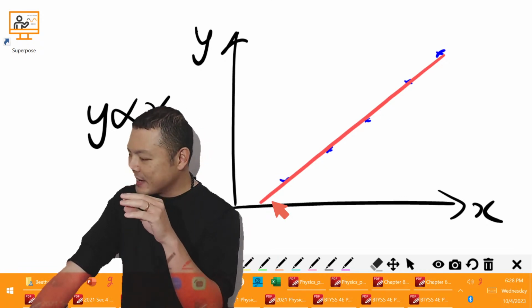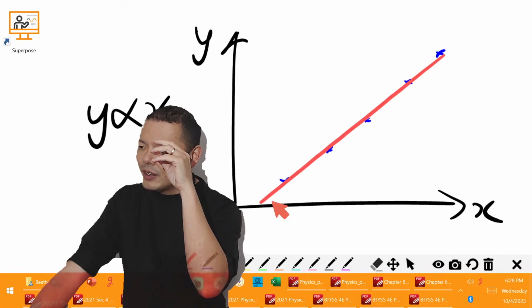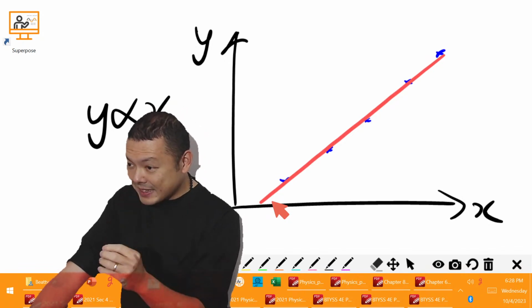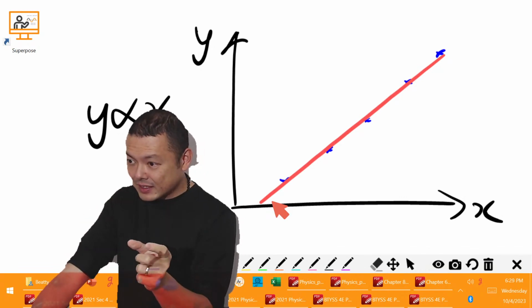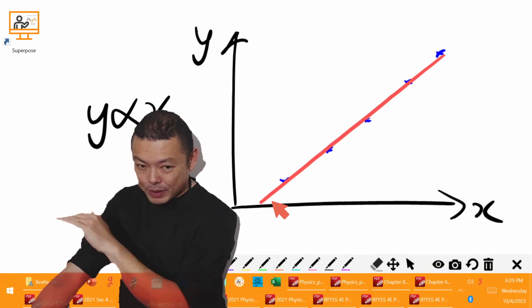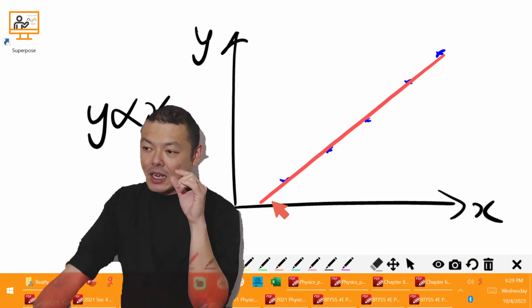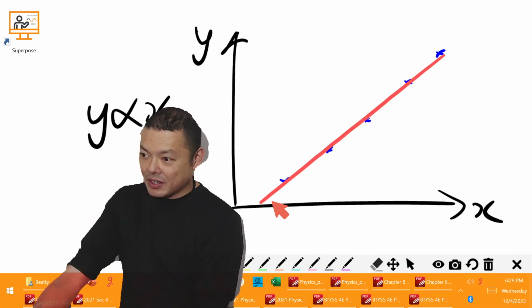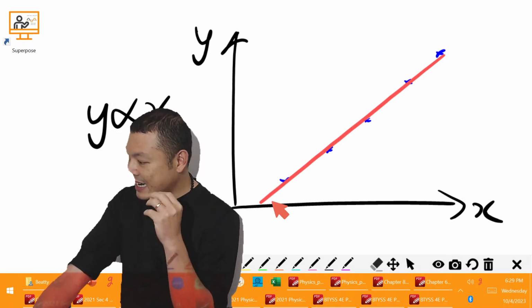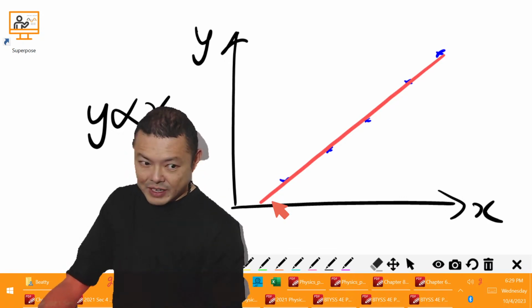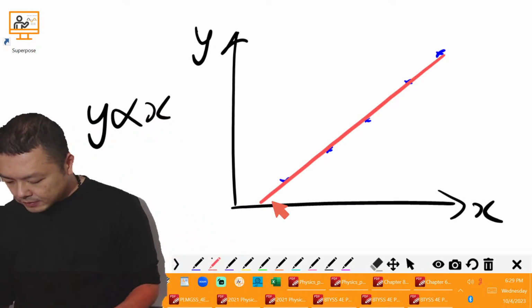Okay, let me just repeat again. You can eliminate systematic errors by adjusting and recalibrating. That means systematic errors can be completely removed. Random errors cannot. Random errors can be reduced by taking the average of repeated readings. Okay?